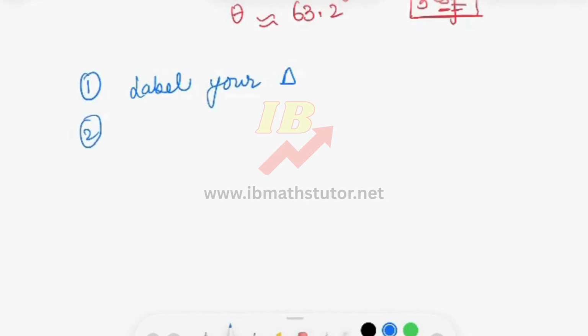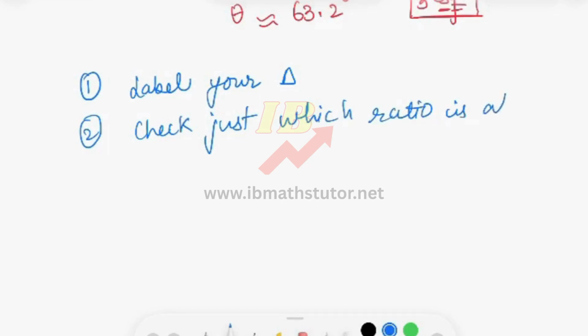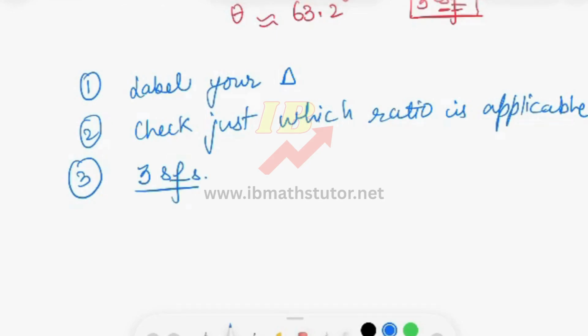before solving this, right? Just check which trigonometric ratio is applicable. And the third point is that you always write your answer in three significant figures. That is a must. That is how you can easily solve the trigonometric triangles.